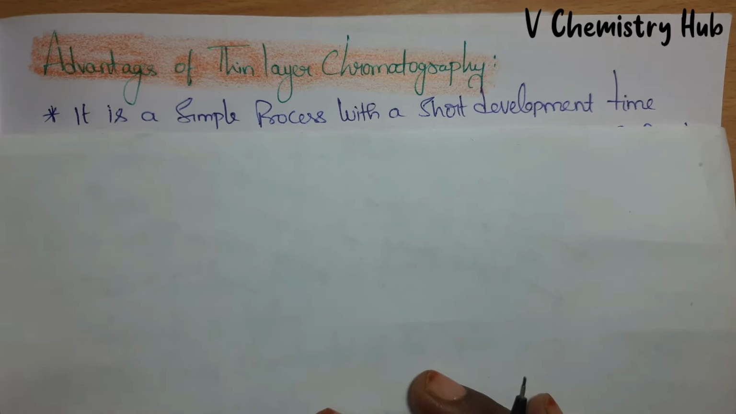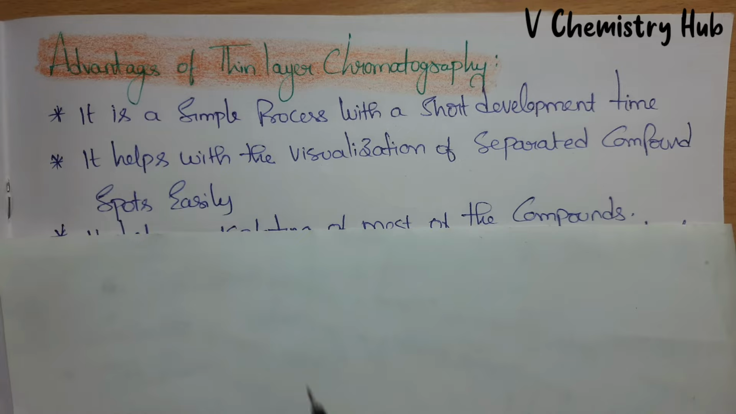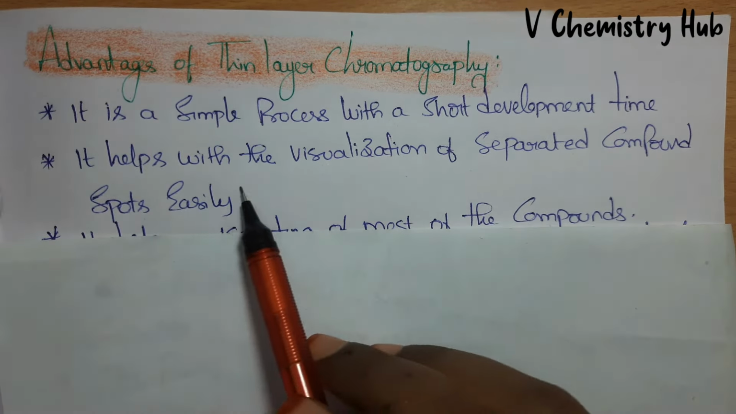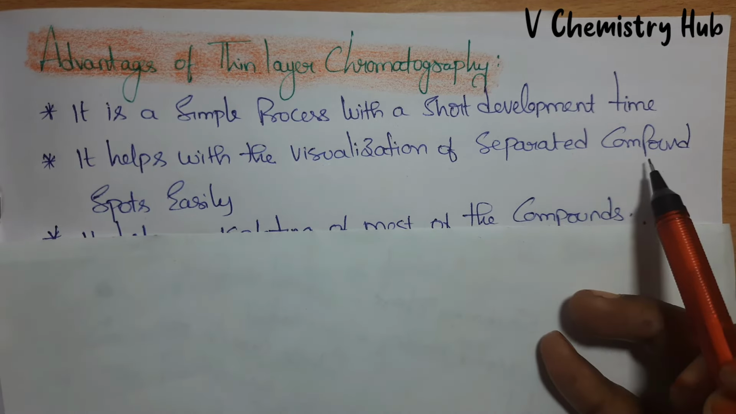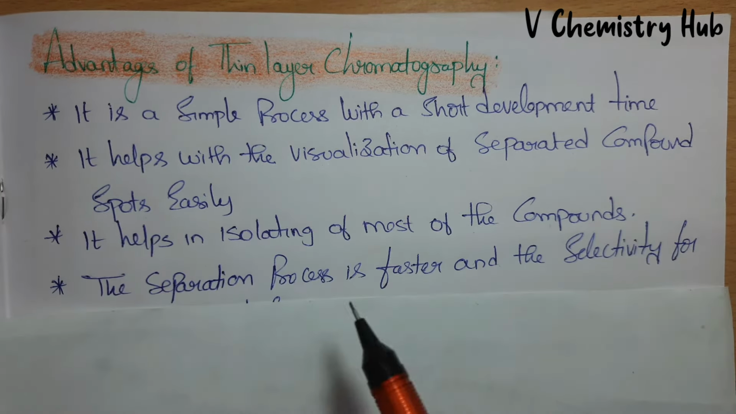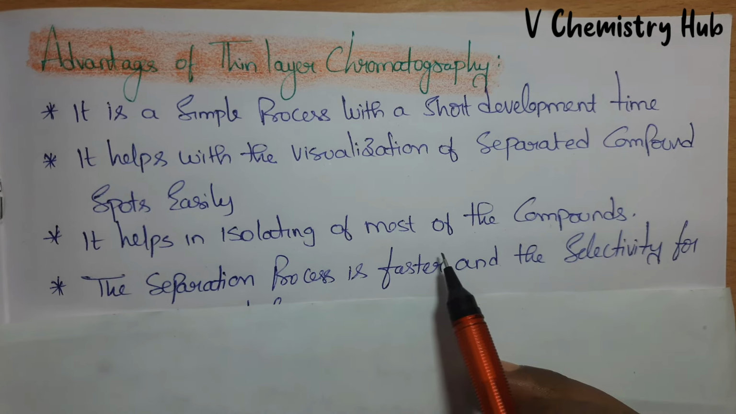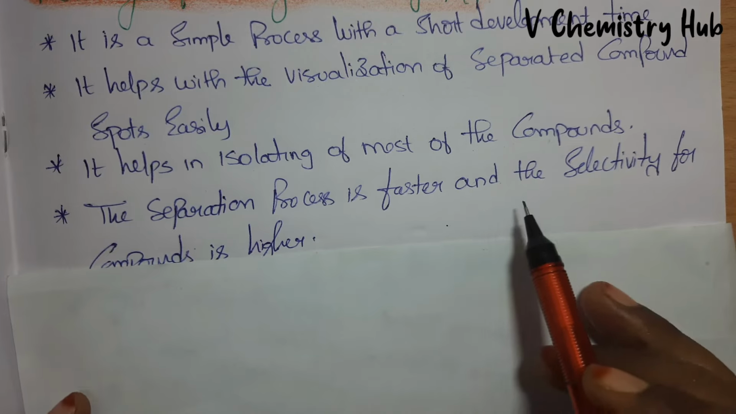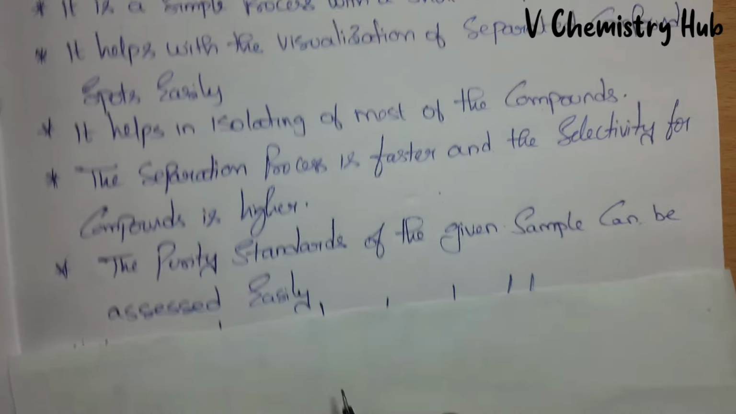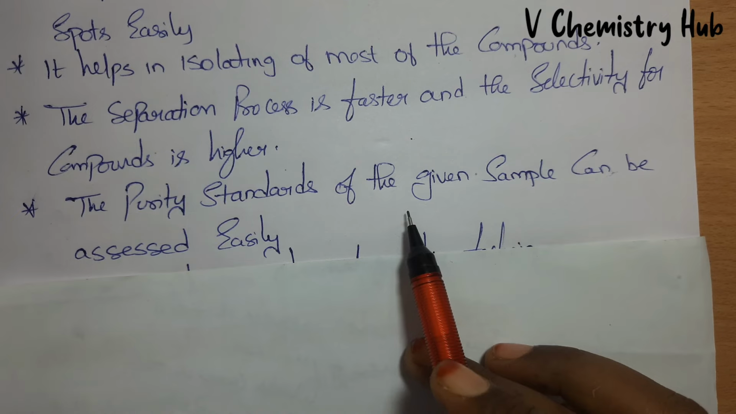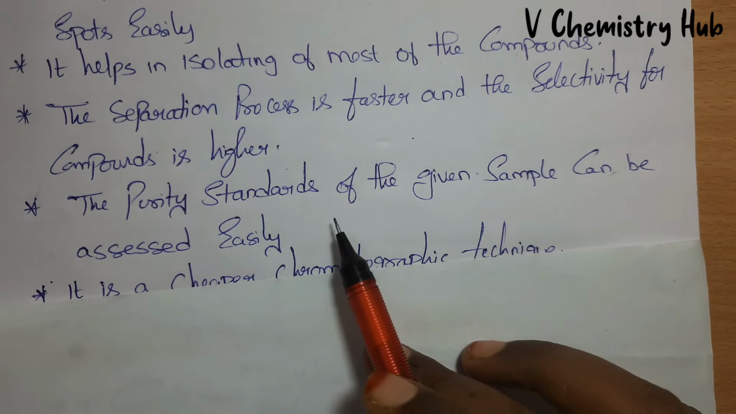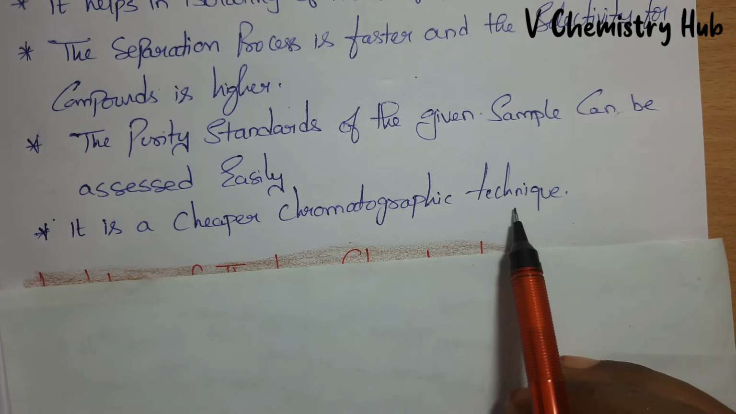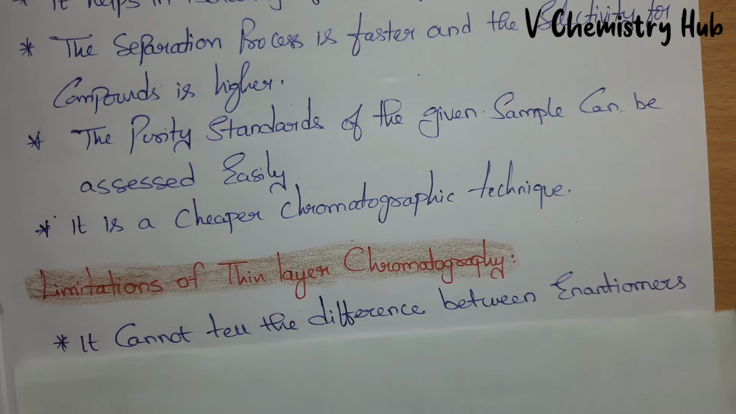Now coming to the advantages of thin layer chromatography, it is a simple process with short development time, and it helps with the visualization of separated compound spots easily, and it helps in isolating most of the compounds, and the separation process is faster and the selectivity for the compounds is high. The purity standards of the given sample can be assessed easily by using the TLC method, and it is a cheaper chromatographic technique compared to all the techniques.